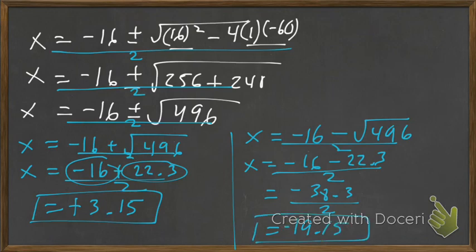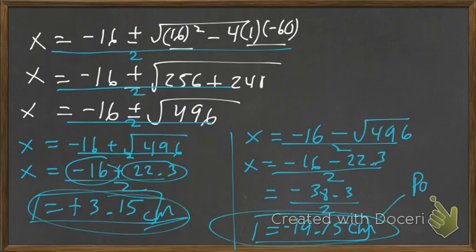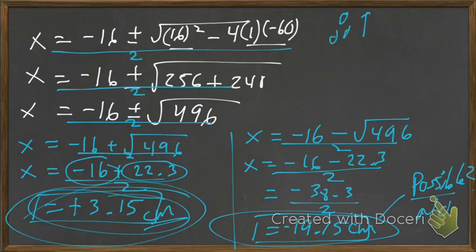Now, if we look at these two values, our frame could either have a width of negative 19 centimeters or positive 3 centimeters. It's not squared, it's just centimeters. Which of these is more realistic? Can you have a negative distance for a frame? Possible? No. Therefore, our width is 3.5 or 3.15. Therefore, the frame width is 3.15 centimeters.